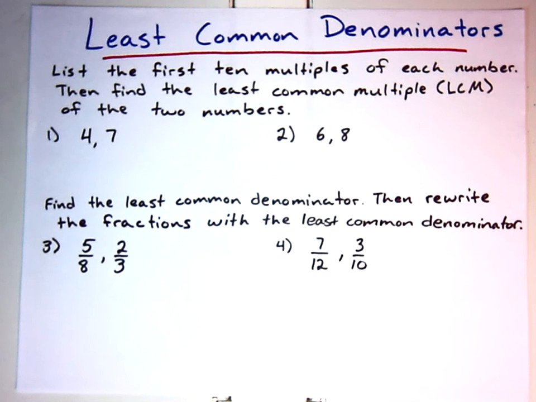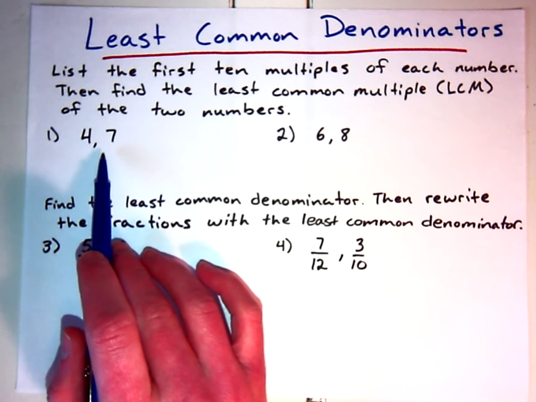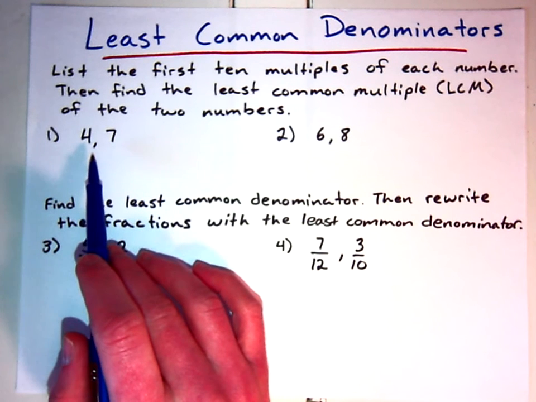Hello, for this lesson we are talking about least common denominators, okay? And the first thing we're going to talk about briefly is the introduction to finding the least common denominator, and that's understanding the least common multiple. The least common multiple is simply the lowest number that two numbers can both go into, okay?